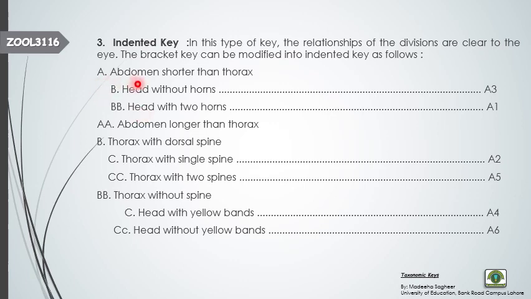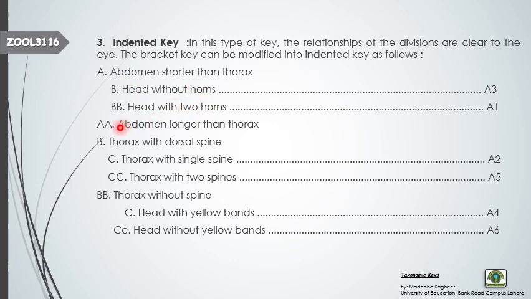here if again you presume that you have a specimen whose abdomen is shorter than the thorax, then you have 2 choices here. Head without horns, done. If your specimen has no horns on the head, then it would belong to species A3, and if the head has 2 horns, then it would belong to species A1. If this choice is no, abdomen shorter than the thorax, then these two choices will also be no. Okay, so it shows the relationship of the division. If this is no, then 100% these two would also be no.